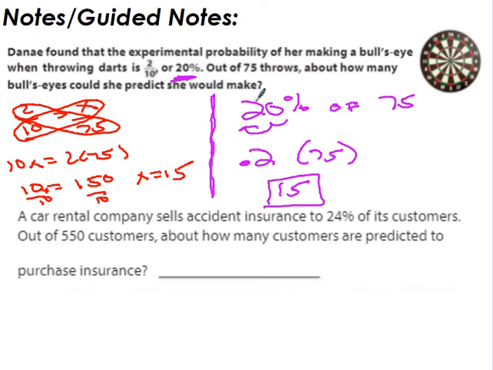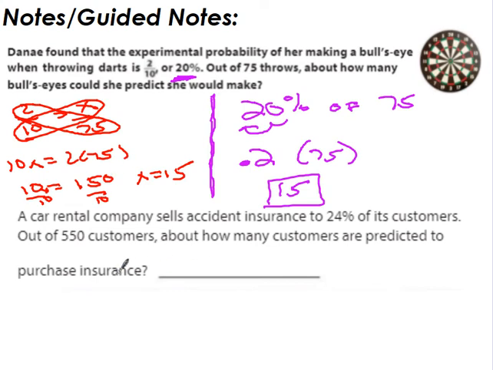So you can just convert your percentage into a decimal and then multiply that by the total number of throws. I'm really just figuring out, okay, if I hit it 20% of the time, what's 20% of 75? If I throw 75 times, I should hit it 20% of the time. So I need to multiply 20% by 75, and that's your final answer. So 2 ways to do it. You can do the cross products, like what we've done in the past, or you can just multiply your percentage by your total amount of throws, or your total amount.